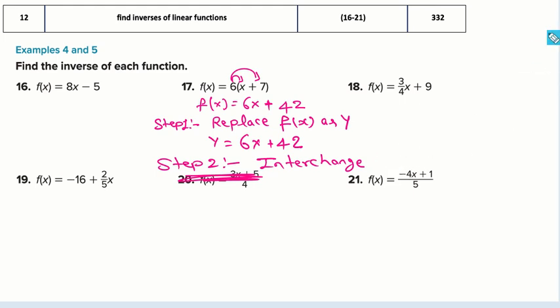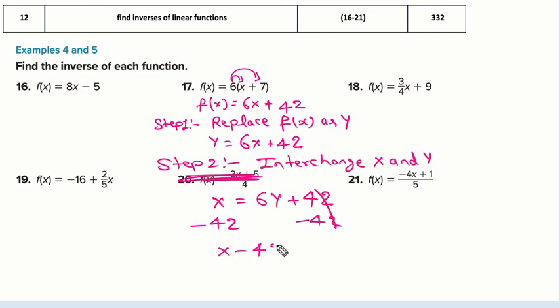Let me just write it down. x and y. So x is equal to 6y plus 42, and now it's very simple. Minus 42 both sides. x minus 42 is equal to 6y. Divide with 6 both sides. That's how we solve a multi-step equation. There's nothing new that I'm doing here.